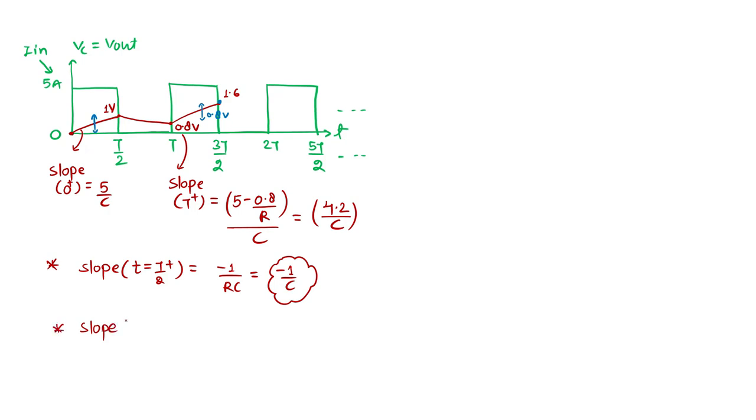Okay, so the important slope you can understand from here. The slope at 3T by 2 plus: what is the amount of voltage the capacitor has? It is 1.6. So the current is minus 1.6 by R, and the slope is minus 1.6 by RC. If I consider R to be 1, this is my slope. So here the slope is increasing. Okay, so what we can see, the slope is increasing.